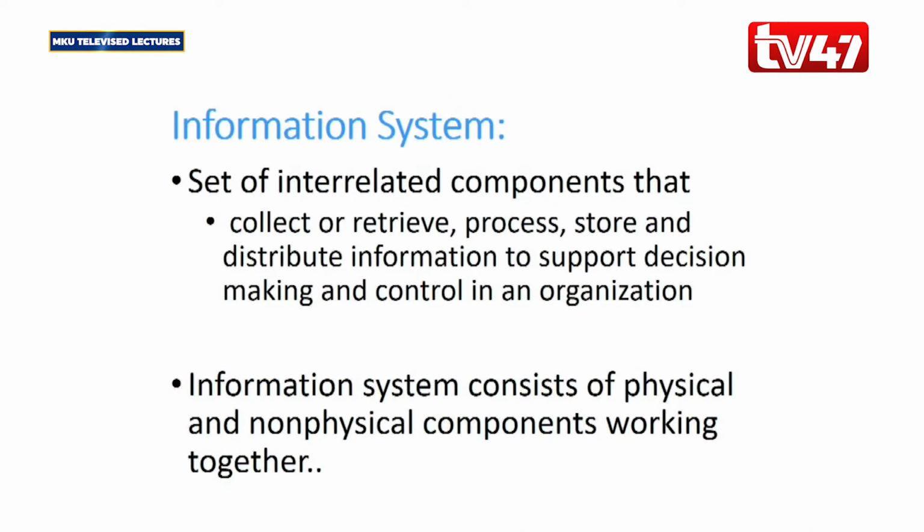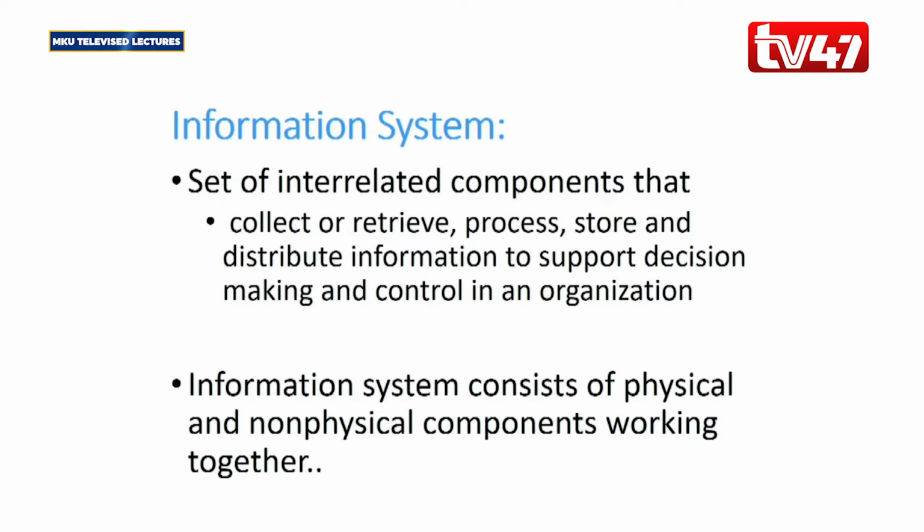So if we combine information and system, we can say that an IS, or information system, is basically a set of components which are related or interrelated in nature. They collect or retrieve data from the environment, they process the data, they store the data, and distribute the information to support decision making and control within an organization. So we can clearly see that we are talking about a set of interrelated components which are physical and non-physical, because here we have human beings, we have software, we have data, we have networks, and so on. So we have physical and non-physical components that work together to achieve a common goal within an organization.